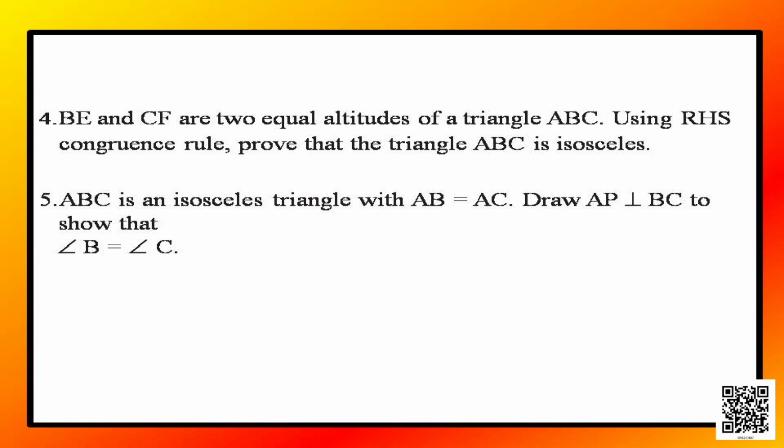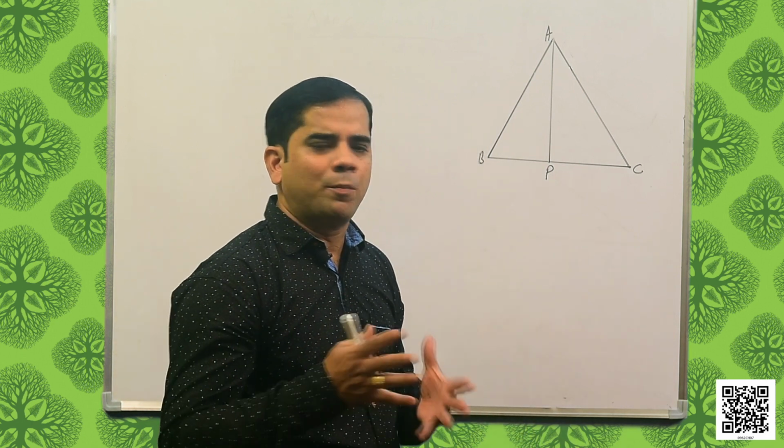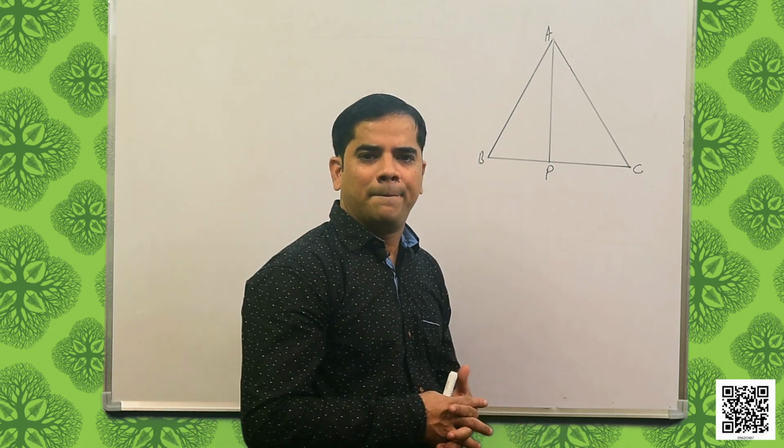It says, ABC is an isosceles triangle with AB equal to AC. Draw AP perpendicular to BC so that angle B is equal to angle C. So let me draw the diagram first, then we will discuss the solution. Okay, students, I have drawn the diagram as it is given in your book. You can refer to your book or you can see over here.